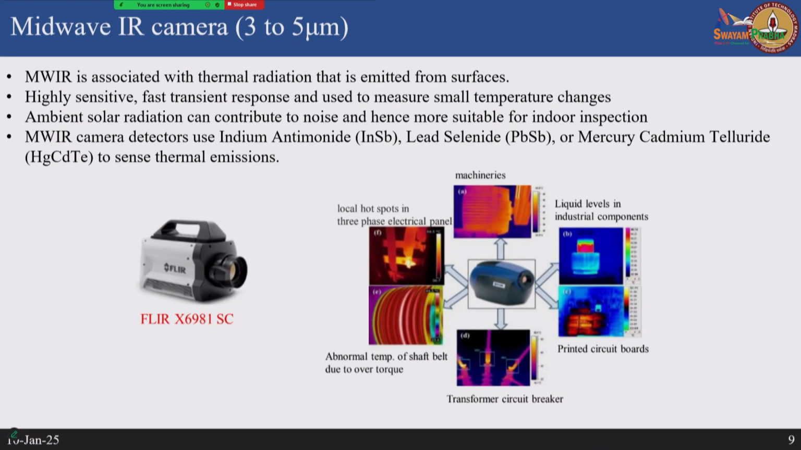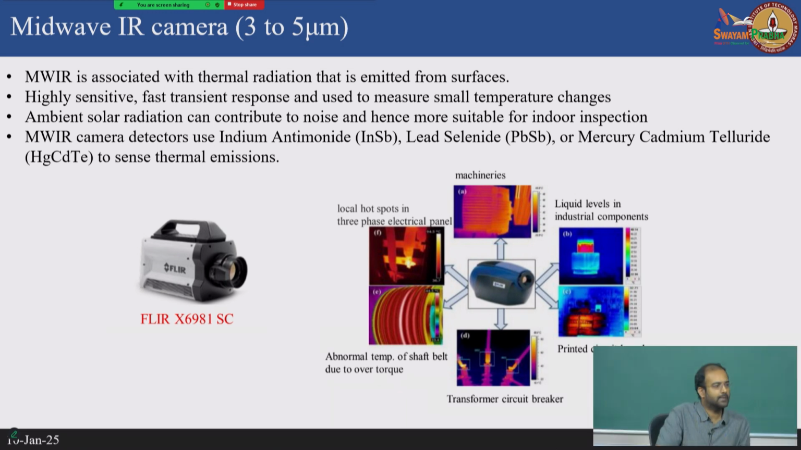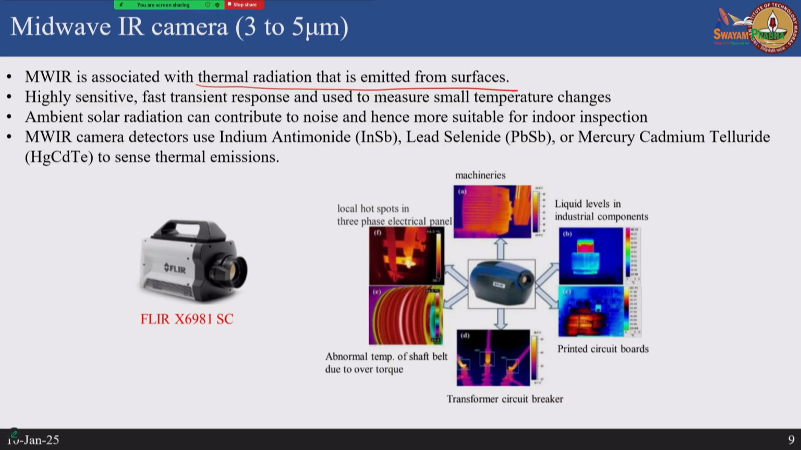Then we move on to the mid-wave IR camera, which is what most scientific cameras are now designed around. These cameras operate in a wavelength of 3 to 5 micron, and this is a proper camera which can detect the thermal radiation emitting from a surface. It is not just reflected light, but proper thermal radiation emitted from surfaces, and these are very sensitive, with very fast transient response. That is why high speed infrared cameras are usually mid-wave IR cameras, and the example that we have in our lab is the X6981SC, which is a very advanced high speed camera.